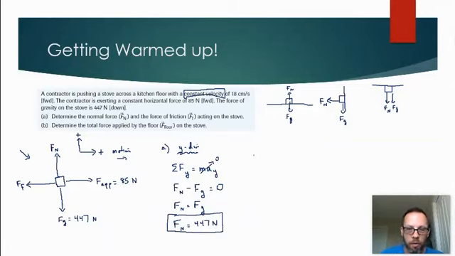All right, so let's look at B. Determine the total force applied by the floor on the stove. They say total because there are actually two forces that the floor is exerting on the stove. One is the normal force, that contact force, and then it's applying a force of friction as well. So we actually want to find out what that force of friction is, and we get it in a similar way.